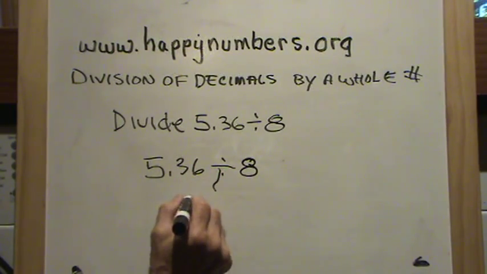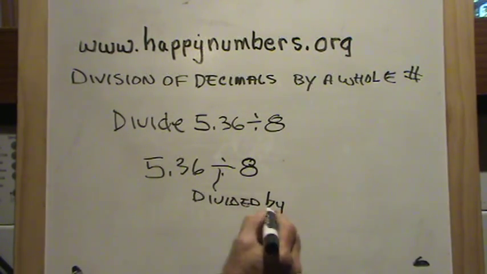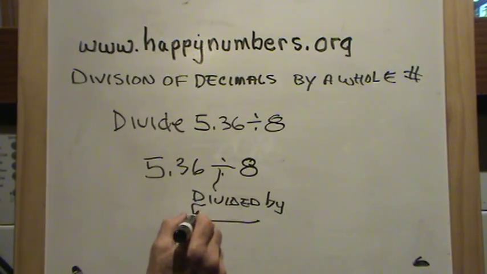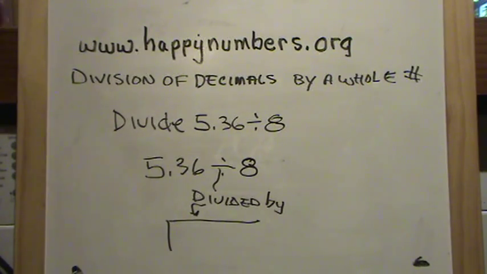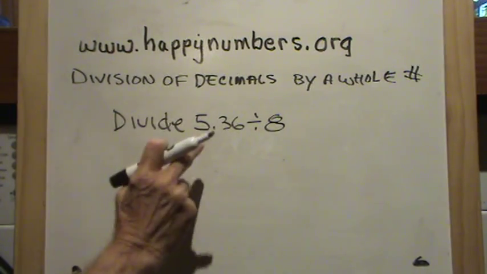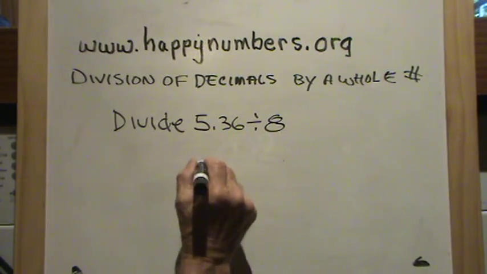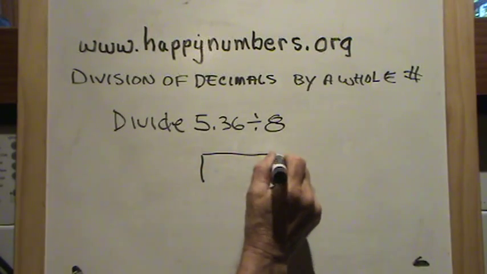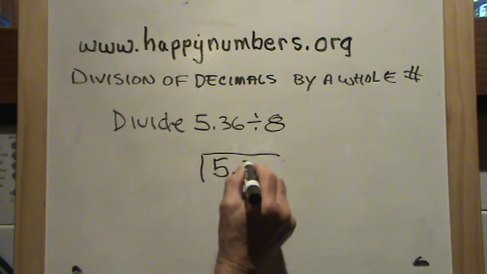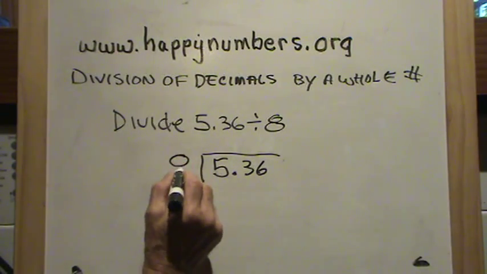This sign here means divided by. And this means divided by. So in this problem, we are going to have 5 3600ths divided by the number 8. So we have to set up the problem. Since this is being divided, it goes inside. 5 3600ths, and we're going to divide this decimal by the whole number 8.